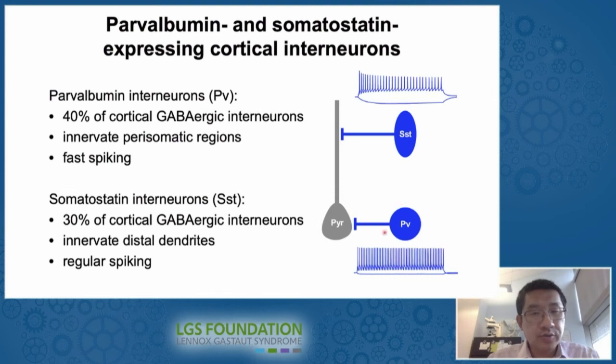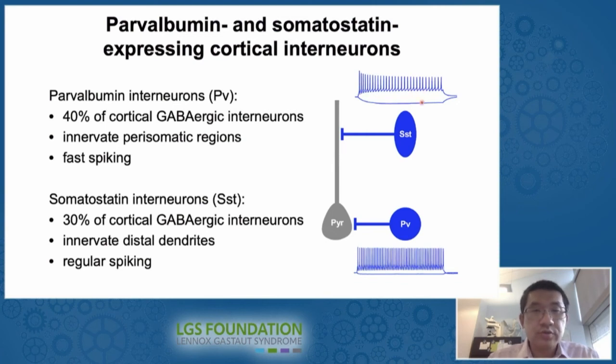The parvalbumin interneurons comprise about 40% of the total interneurons in the cortex. They tend to innervate the soma of the pyramidal cell, and they generate these fast spiking patterns, right? So very often people call them fast spiking interneurons. The somatostatin interneurons comprise about 30% of the GABAergic cells, and they tend to innervate the distal dendrite, and they generate this regular spiking, right?